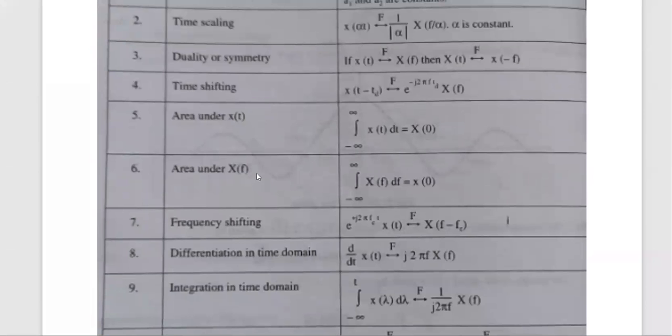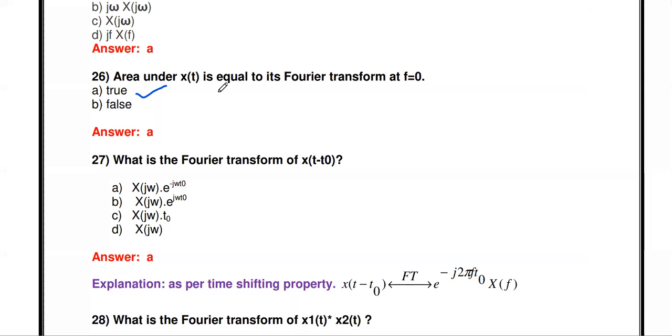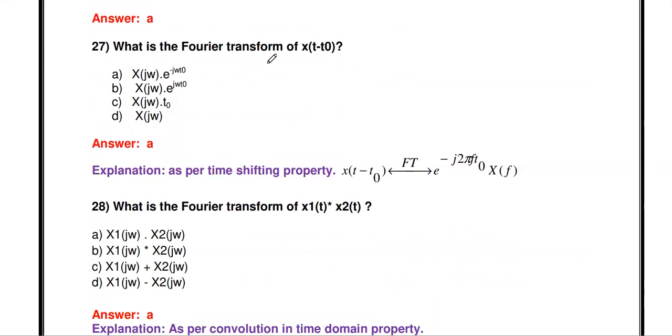Similarly, for the area under X of f, if we want to find it, the answer is equal to small x of t at time t equal to 0. According to the area under x of t property, the area under x of t is equal to its Fourier transform at f equal to 0. Yes, true.